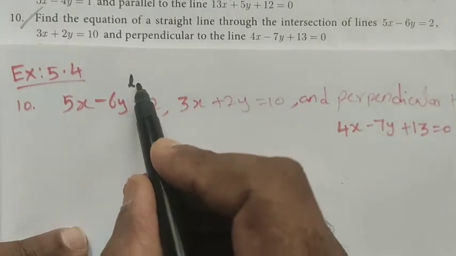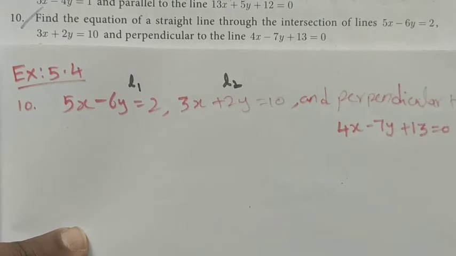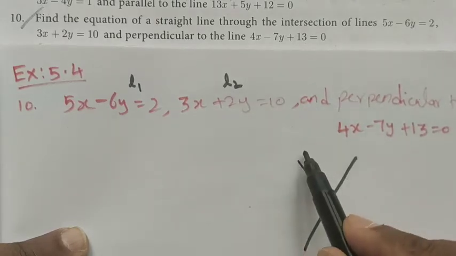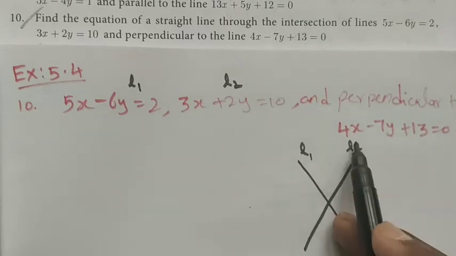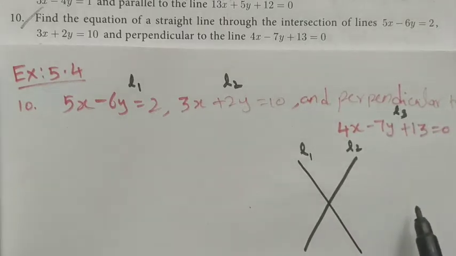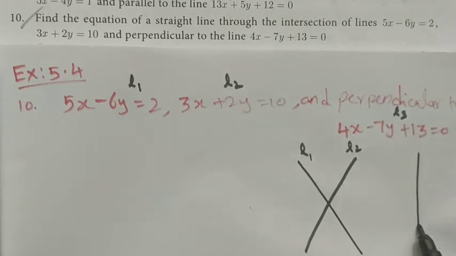The first line I take as L1, the second line as L2. These are the two intersecting lines. Another line is given, which I take as L3. This line here is L3.